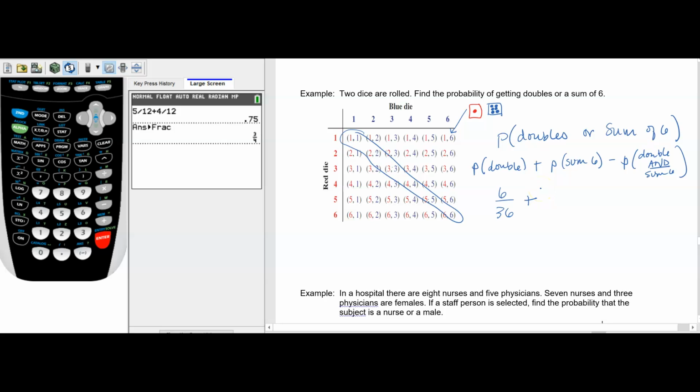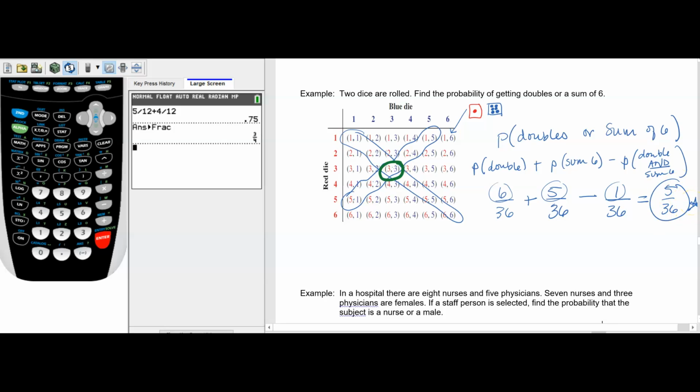A sum of 6 is when you add them together and you get 6. So 5 plus 1 is 6, 4 plus 2 is 6, 3 plus 3, 2 plus 4, 1 plus 5. These are all sum of 6. So there are 1, 2, 3, 4, 5 of those. And we saw before there is one outcome that's both a double and a sum of 6. So I'm going to subtract that one because I don't want to double count. And now I'm just going to add those numerators. So 6 plus 5 minus 1 equals 5 over 36. Okay, so that's my answer.